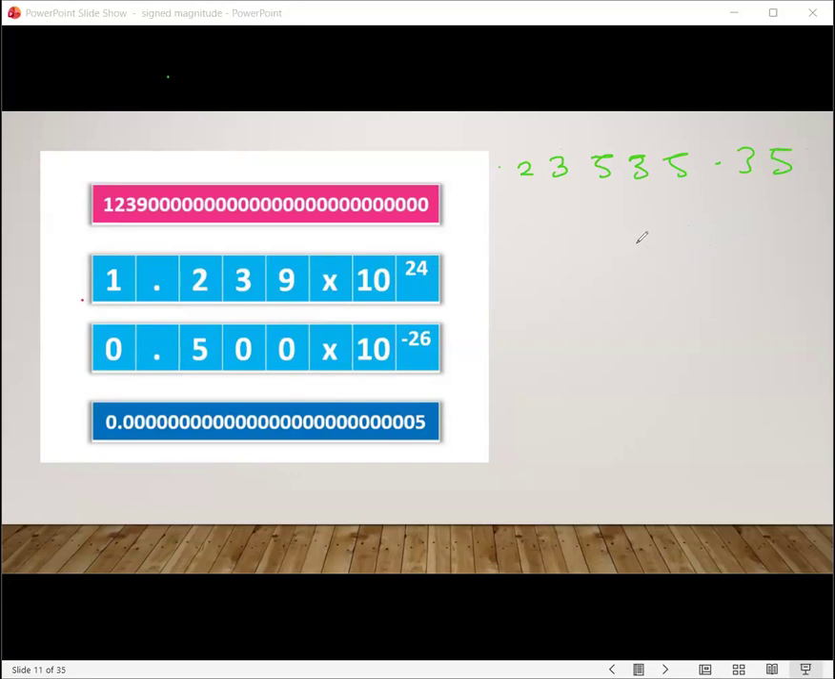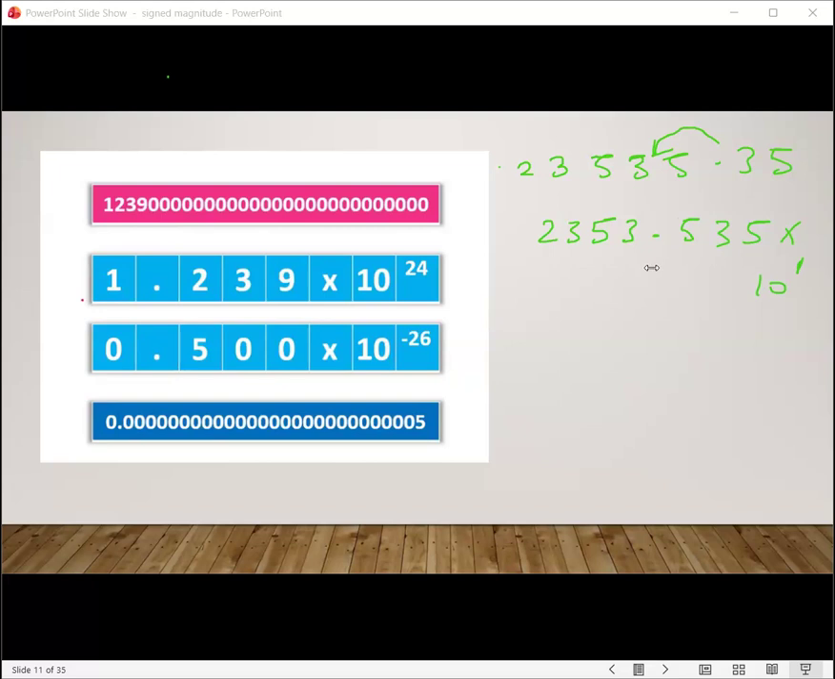Okay, so we can move the decimal point as we wish. If it moves to the left hand side, we can write it as 2353.535 into 10 to the power of 1. If it moves right hand side, we write it as -1. If it moves one time, 10 to the power of 1. If we move it twice, 10 to the power of 2.